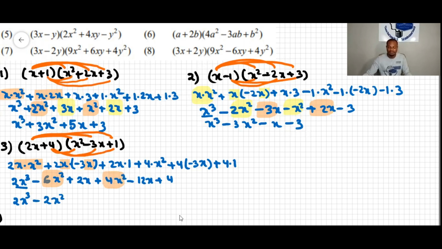And then we also have here positive 2x and negative 12x. They can also be combined. That will make negative 10x and then plus 4. Now we can say we simplified that expression.